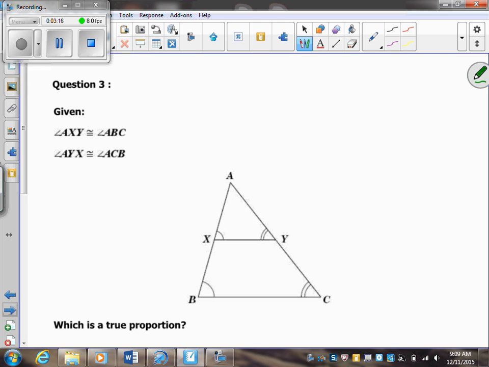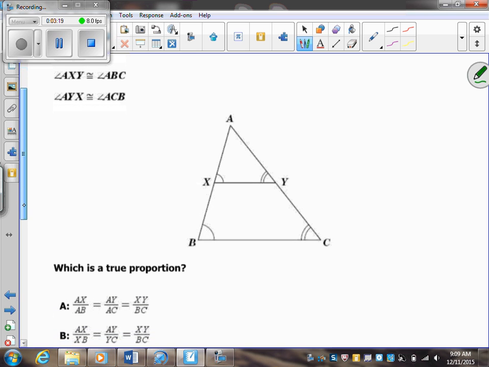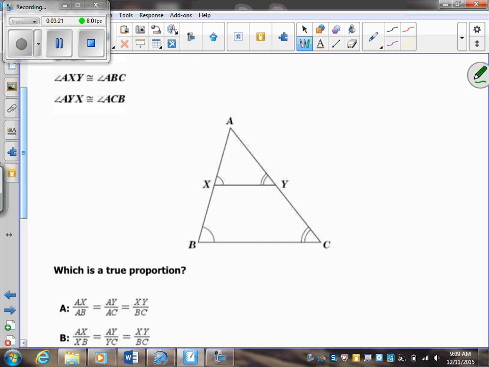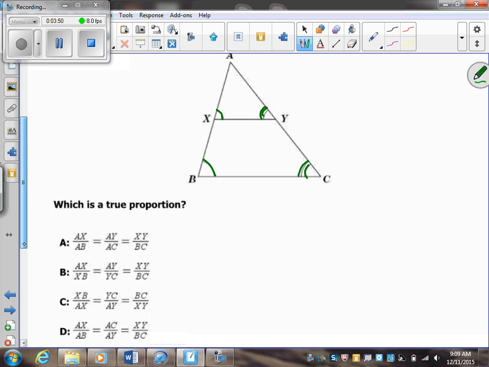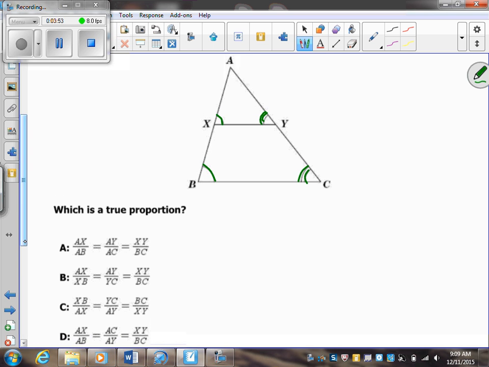Number 3. So given angle AXY is congruent to ABC, and then they told you AYX is congruent to ACB. This is congruent. So based on this, you can tell that the two triangles, the smaller and the bigger triangles, are going to be proportional. Then they're asking you which is true about this proportional part. So it's important that you really pay attention to each of them.